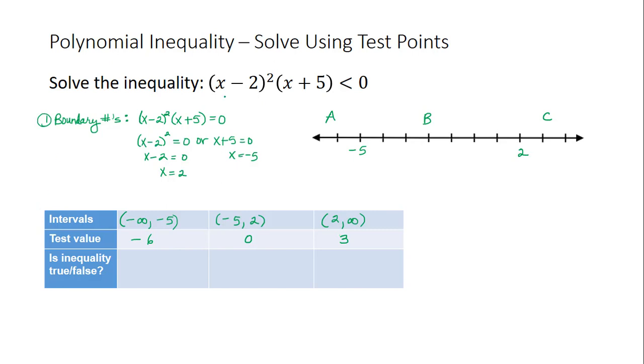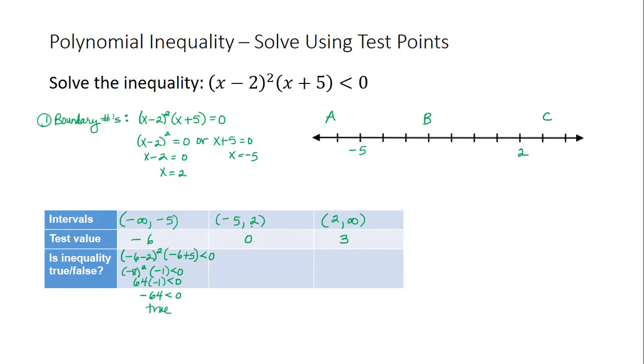So if we substitute negative 6 in place of x, we would get the quantity negative 6 minus 2, squared, times negative 6 plus 5, and we're asking ourselves, is that less than 0? Negative 6 minus 2 is negative 8, but when I square it, I'm going to get a positive number. Negative 6 plus 5 is negative 1, so I'm going to have really a positive number times a negative 1, which is negative 64, and that is a true statement.